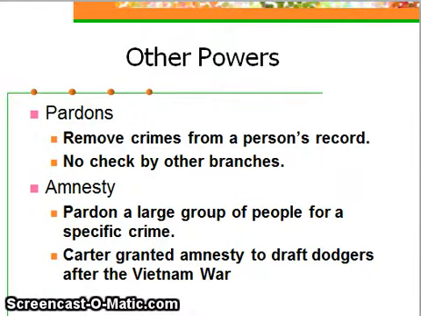Amnesty is more like a group pardon. For example, President Carter granted amnesty to all Americans who were guilty of avoiding the draft during the Vietnam War. He did this after the Vietnam War was over because there were many Americans hiding in Canada, not coming back because they thought they would be prosecuted for dodging the draft. And he granted an amnesty for all those Americans.